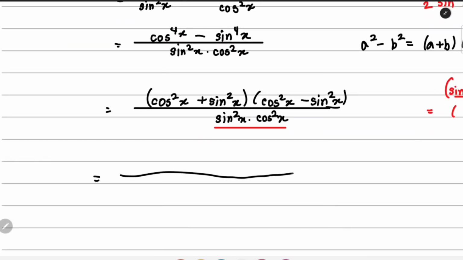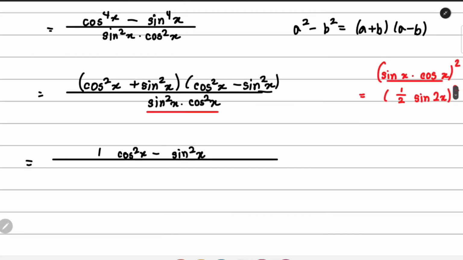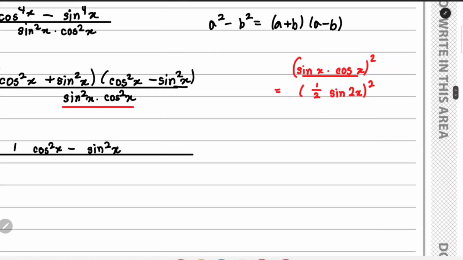And now we'll also calculate the numerator. If I do that, I have cos² x + sin² x over here. This will be 1. We have 1 times (cos² x − sin² x). So 1 multiplied by (cos² x − sin² x) divided by (half sin 2x) whole squared.